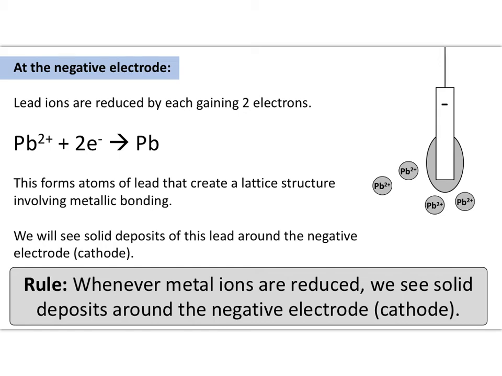We're making lead. Lead is a metal. Metals have a lattice structure. They have metallic bonding. So what we're going to observe is solid deposits of lead around that negative electrode. So as a general rule, and this is in terms of observation, quite often in exam questions you can be asked what would you observe. If you ever have metal ions being reduced, and this also happened in the redox unit, so they're becoming the metal in its elemental form, then you will see solid deposits around that negative electrode.